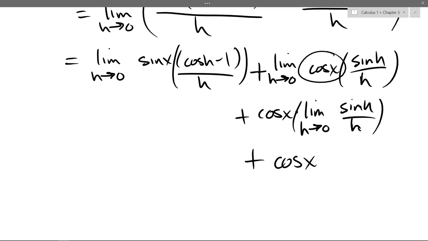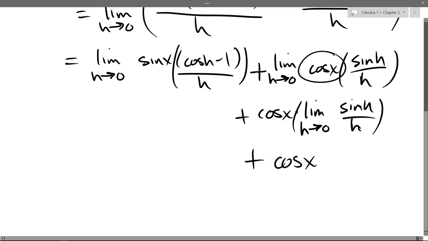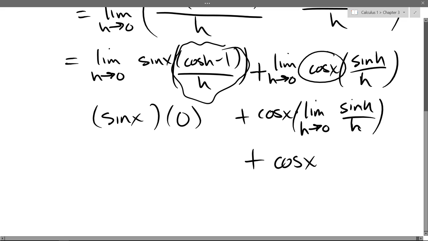Special limit, yeah. All right. So one of you found the special limit. Is that the trig limit section? It's in 2.4. All right. So from 2.4, this limit right here, that part approaches 0. Of course, the limit doesn't care about sine x, but the limit of that second part is 0. So we get 0 plus cos x, which is just cos x. And this is d/dx of sine x.